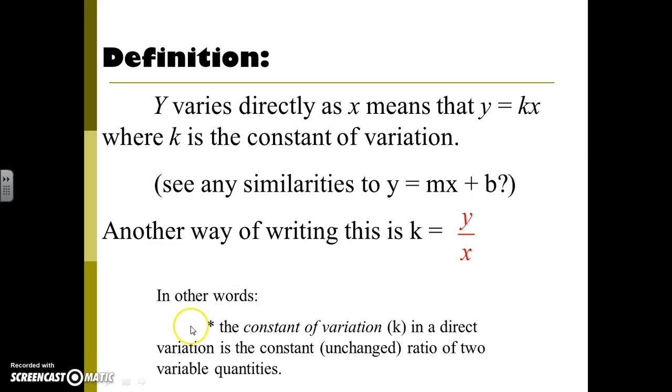And this also, so in other words, we're saying that the constant of variation, k, in a direct variation is the constant, unchanged ratio of two variable quantities. Let's make sure we get all this down in our notebooks also. If you didn't get a chance to copy all of it down, I've also included a copy of the PowerPoint on the wiki that you can access over the internet.